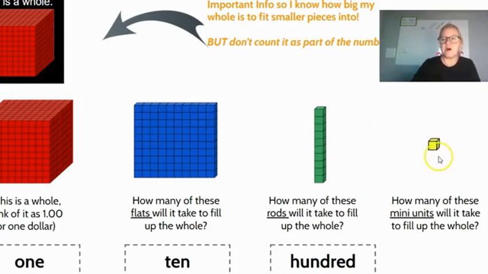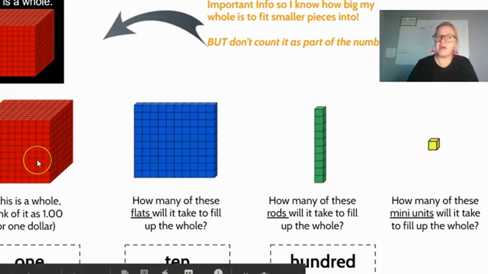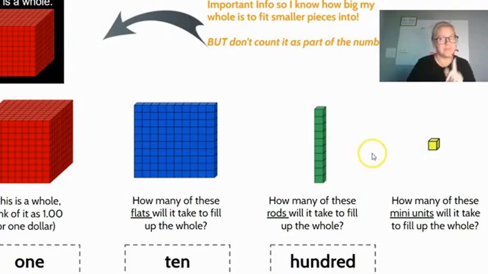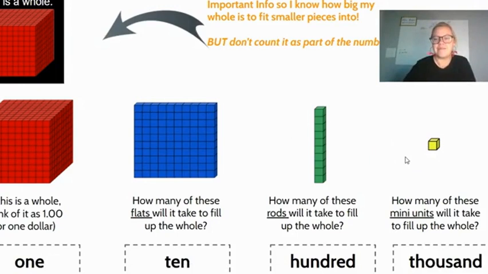So now let's look at our smallest unit. I call these the mini units. There's one square here. How many of these little squares would it take to fill up one whole red cube that has 1,000 in them? Listen to the clue word there. Very good. It would take 1,000 yellow mini units to fill up one whole red cube.